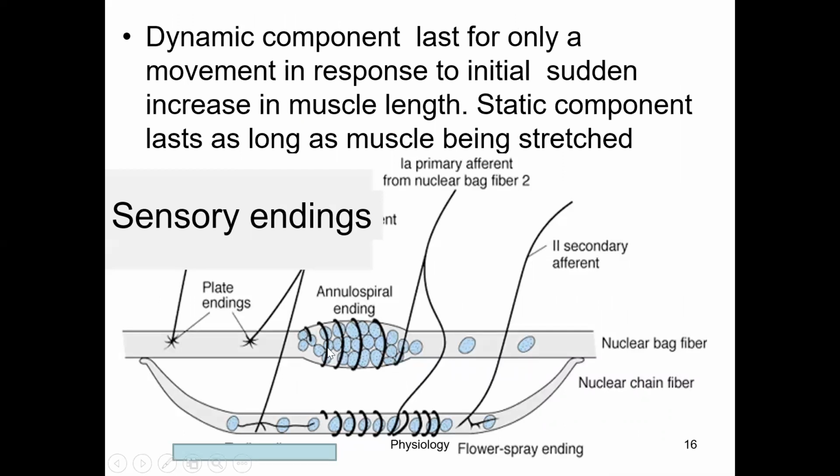So in this diagram, you can see that on this nuclear bag fiber, these nerve fibers literally wind up around the central portion. Again, the same for the nuclear chain fiber: they wind up around the central, non-contractile portion, and that is called group 1A fibers, annulospiral ending.